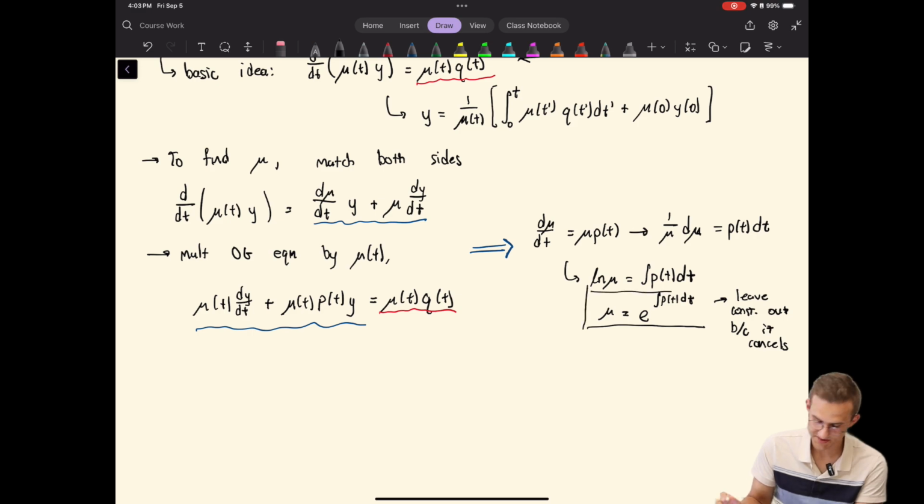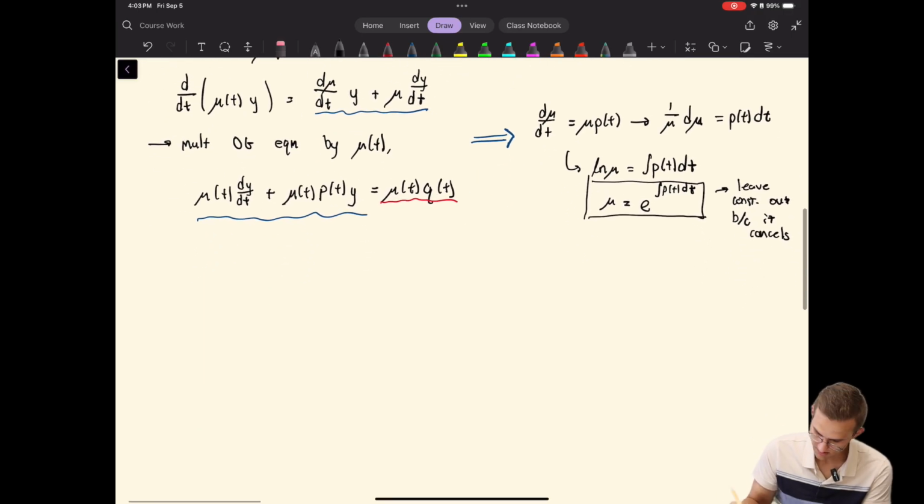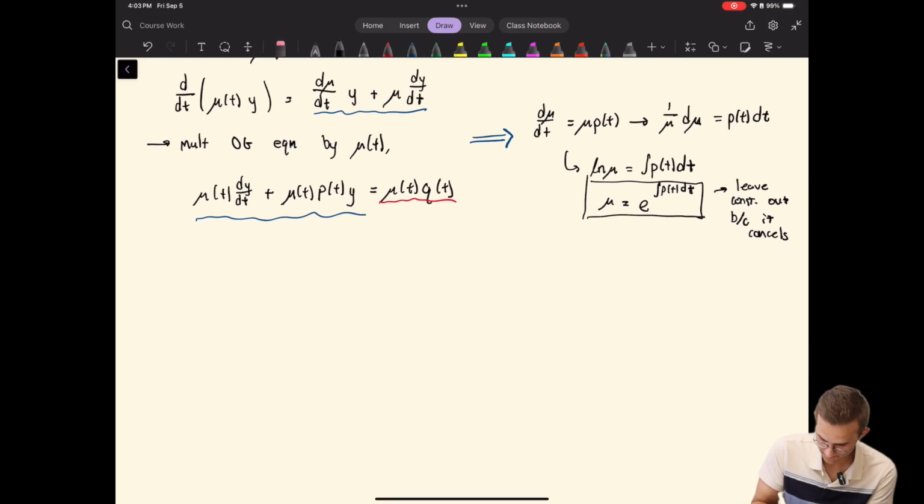And that might be familiar to you, but I thought it'd be nice to just quickly derive that. Okay, so let's look at an example. So we have dy dt plus y over 2 is equal to 1/2 e to the t over 3.